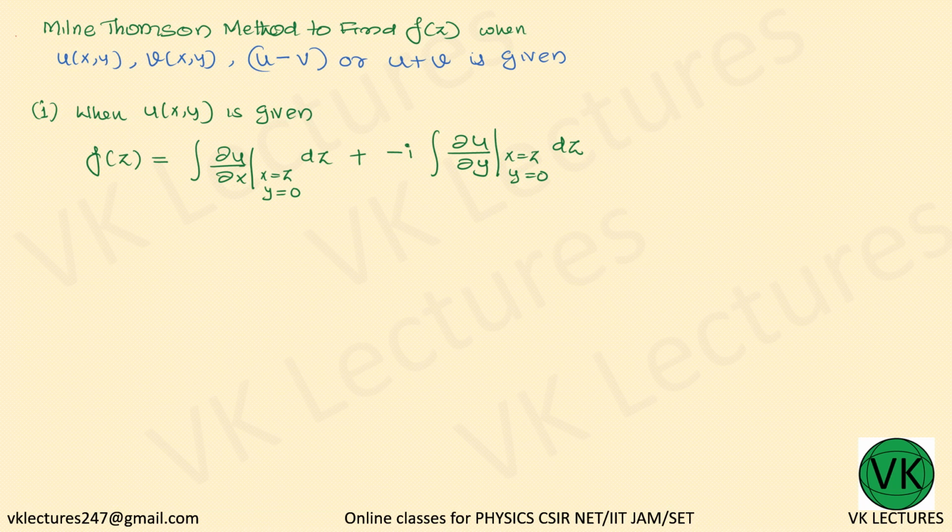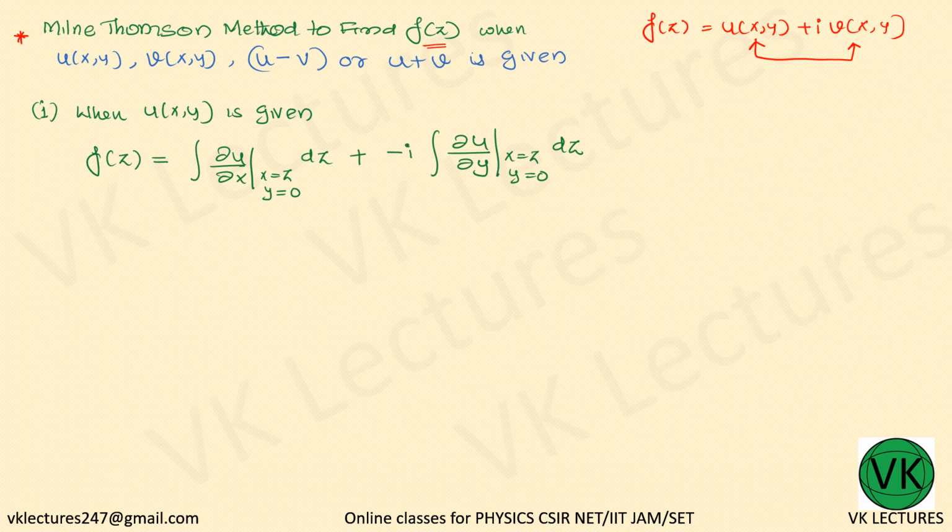Here's a new concept, the Milne-Thomson method. Now this is to find f of z. We know that f of z is equal to u of x comma y plus i times v of x comma y. So far we have been dealing with u given, that is the real part is given, and we are asked to find v, or v given, we are asked to find u. Now one of these is given, or any combination, the addition or the subtraction of these is given, we have to find f of z.